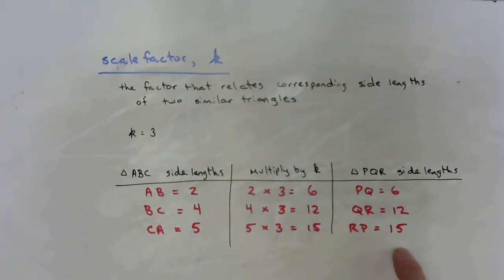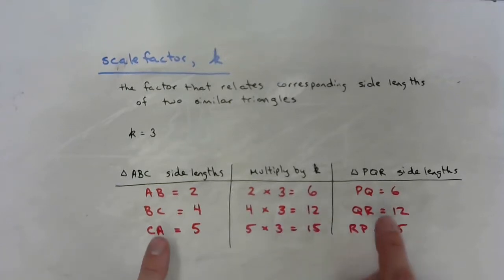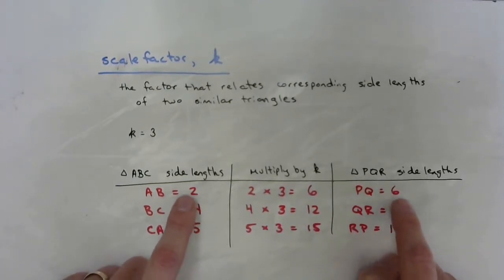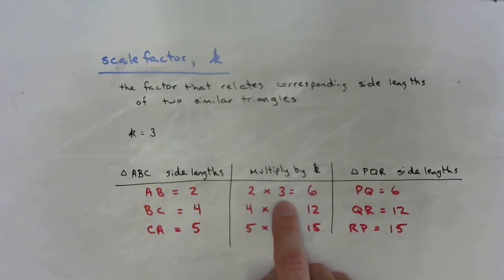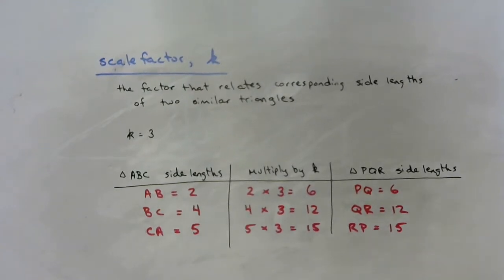The other thing that we can do is we can create the scalar factor. Anytime we know corresponding side lengths from two different similar triangles, we can find that scalar factor. We can find the ratio and apply it to our other corresponding side lengths. So that's exactly what we're going to get into in example 1.